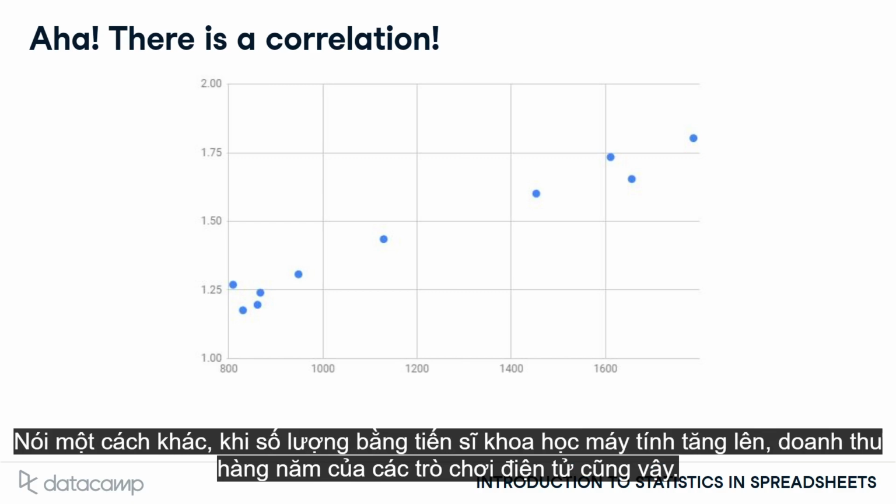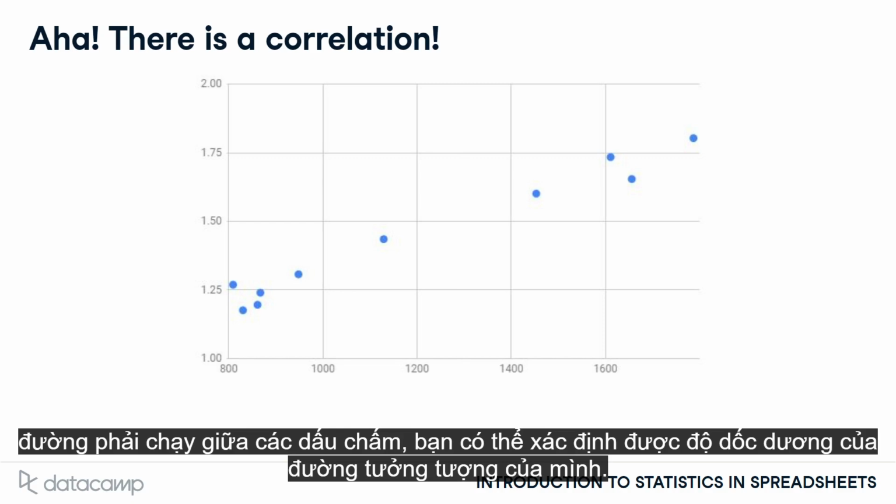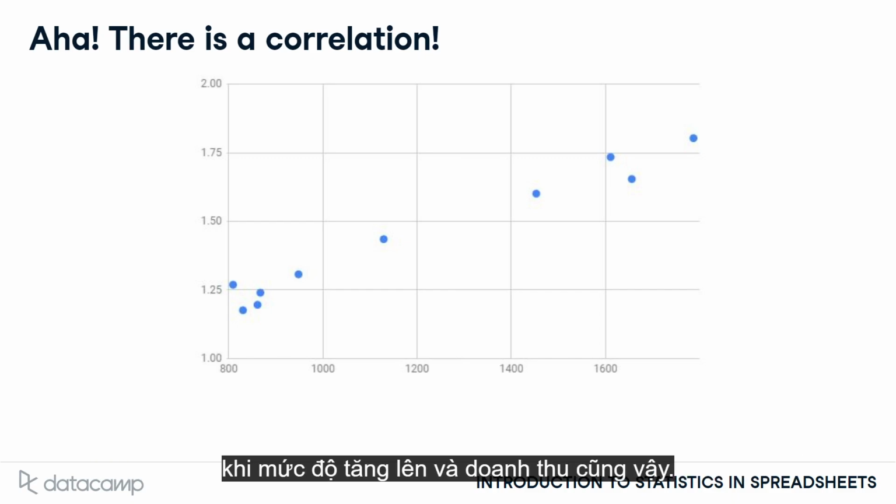I bet you can picture a straight line running from the bottom left to the upper right. Even if the line has to run in between dots, you can identify the positive slope of your imaginary line. The imaginary line, also called a trend line, represents the relationship that as degrees increase, so does the revenue.